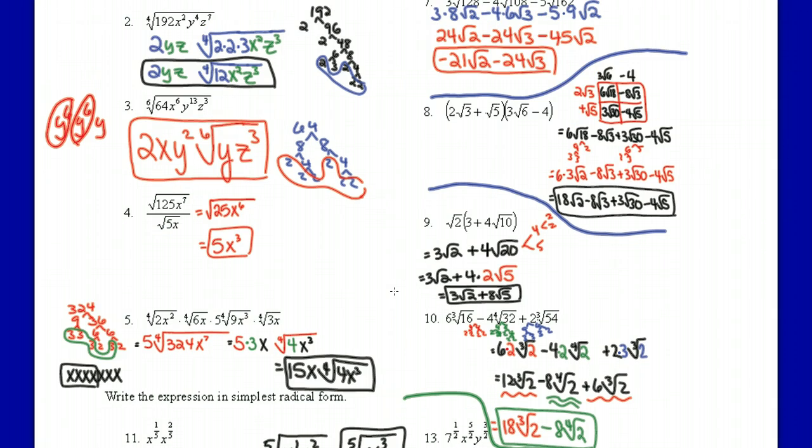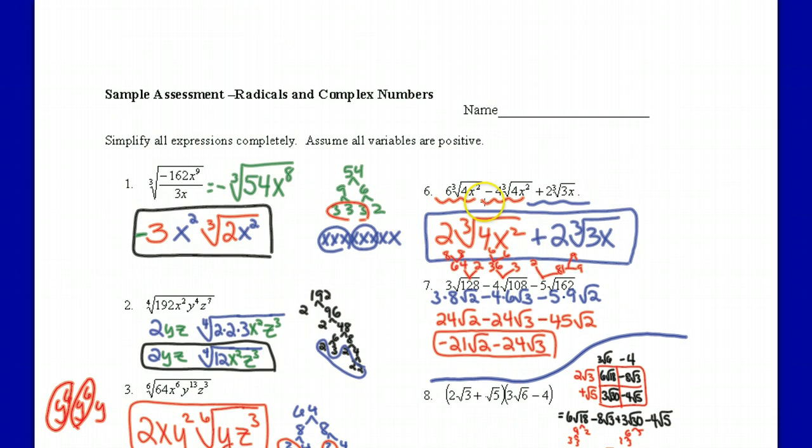Just combine with exponents. Okay, number 6 is adding and subtracting. When you do adding and subtracting, so is 7, you want to make sure you combine like terms, so you have to make sure that what's underneath the radical is the same. In this case, we have a cube root of 4x squared, we have another cube root of 4x squared, so together we have 6 minus 4. So we have 2 of those cube root of 4x squareds.